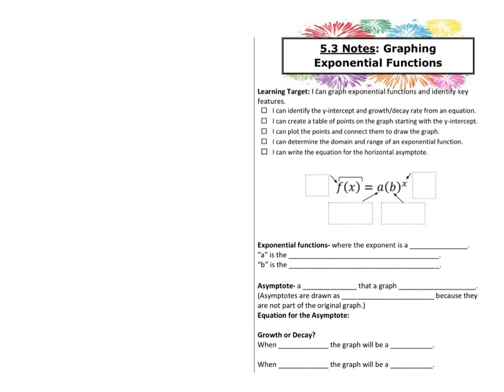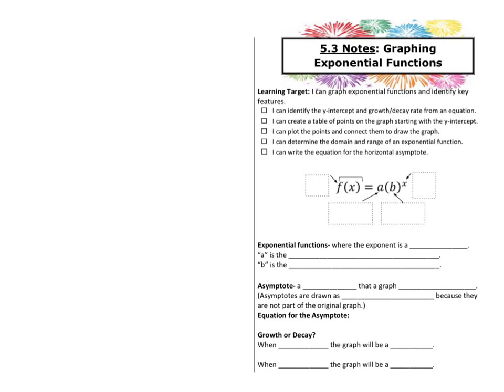So in order to graph exponential functions and identify those key features, we're going to need to identify the y-intercept. Good news is you already know how to find that. And then we're also going to need to be able to identify the growth and decay rate. We're going to need to identify both of those from an equation. So I'm going to show you where they are in the equation.